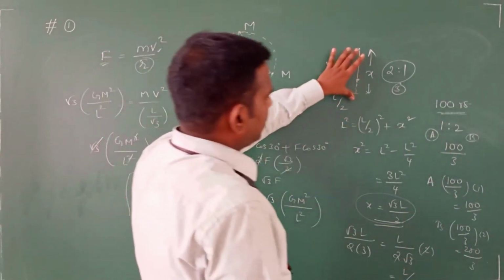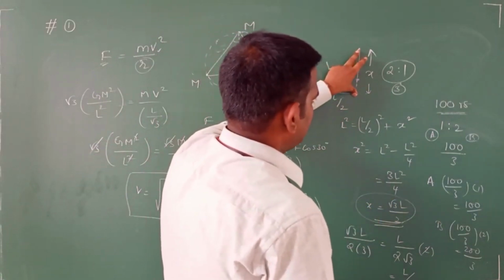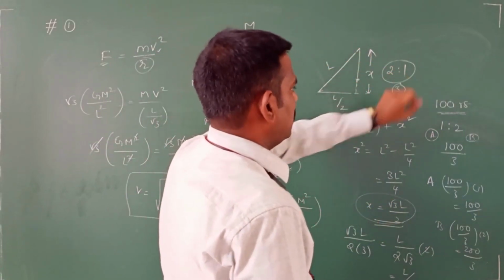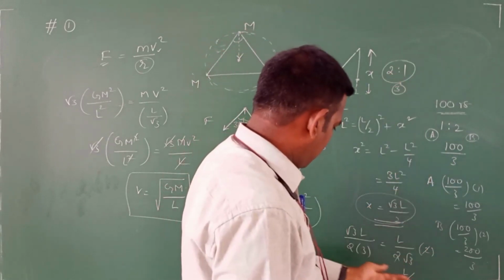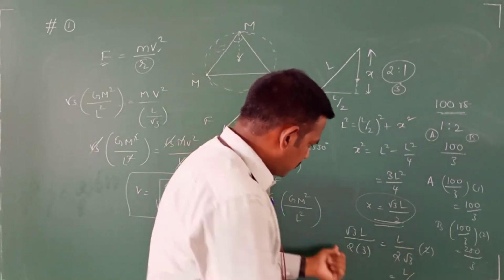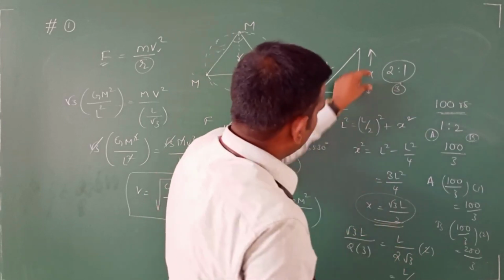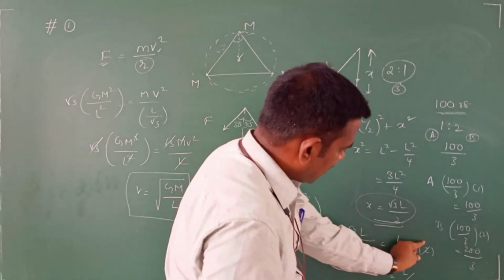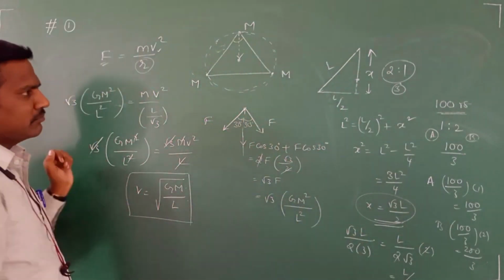What did I do? This total distance I found as root 3 L by 2. This root 3 L by 2 I am splitting into a 2:1 ratio. So first I divided by 3, and then root 3 cancels out, so L by 2 root 3. Out of these 2 parts only I want to know, so I multiply with 2, and I got L by root 3. In that way we found that value.